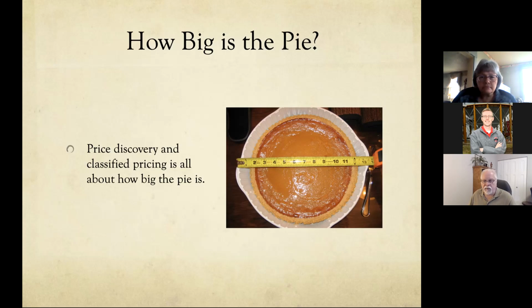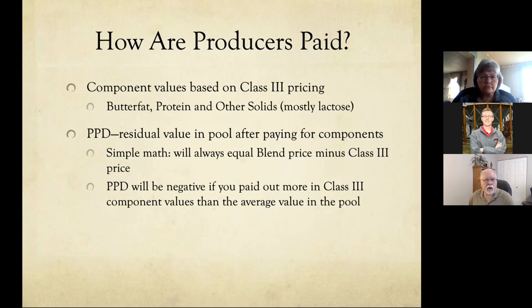How much in the way of dollars are we going to have in the federal order to be paid to dairy producers? The next thing we have to figure out, though, is how producers are paid out of that pie. Well, we're paid on component values that are based on class 3 prices. So if you look at class 3 pricing, there's butter fat, there's protein, and there's other solids in there. The value of other solids is mostly lactose. And then there's something usually left over. And that's what we call the producer price differential.